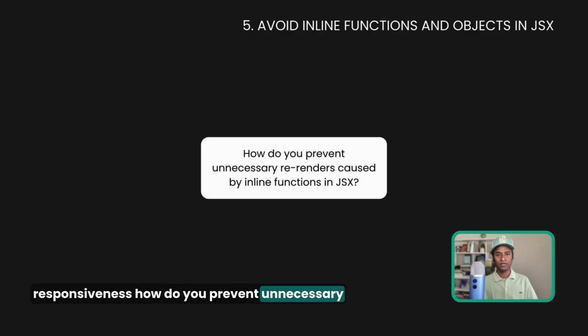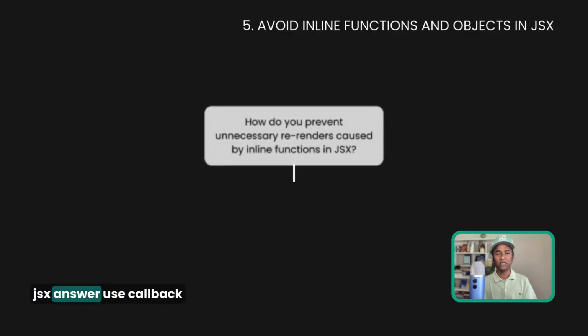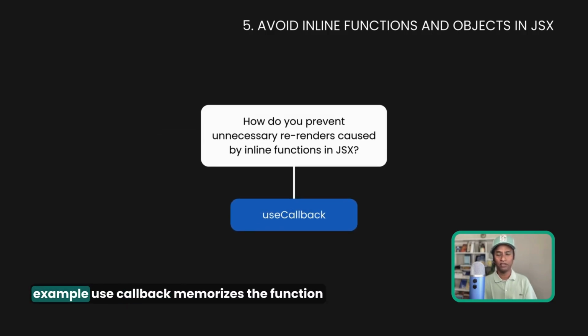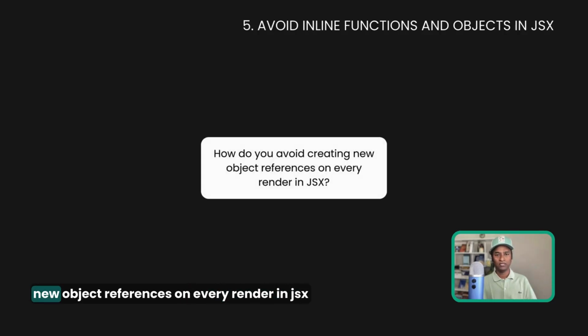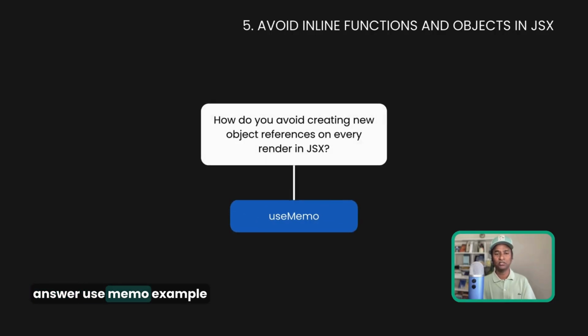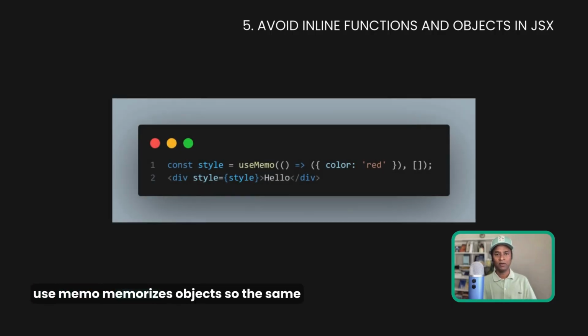How do you prevent unnecessary re-renders caused by inline functions in JSX? Answer: useCallback. Example: useCallback memoizes the function, ensuring that children receiving it as a prop don't trigger unnecessary re-renders. How do you avoid creating new object references on every render in JSX? Answer: useMemo. Example: useMemo memoizes objects, so the same reference is used across renders, preventing unnecessary re-renders and improving performance.